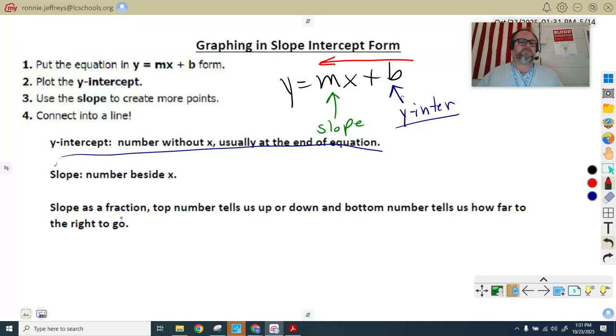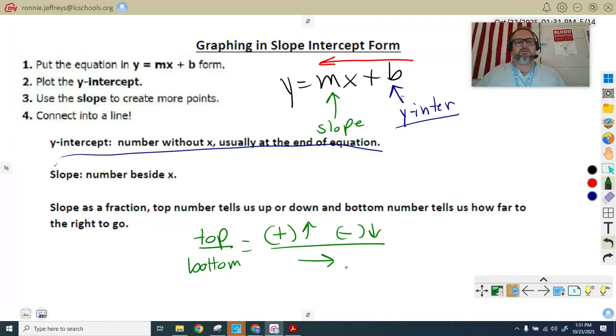Oh, also, slope is a fraction. Top number tells us up or down. Bottom tells us go to the right. Okay, so I would probably do this. Escribe por favor en sus papeles ahora. Top. All right, if it's positive, it goes up. If it's negative, it goes down. Bottom. Okay. Just to the right. Okay, just to the right.